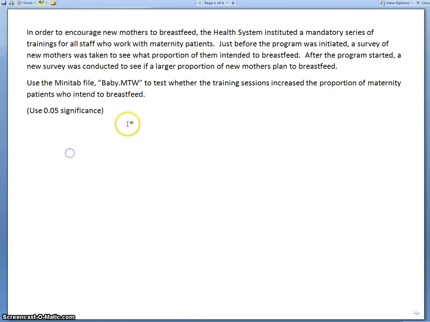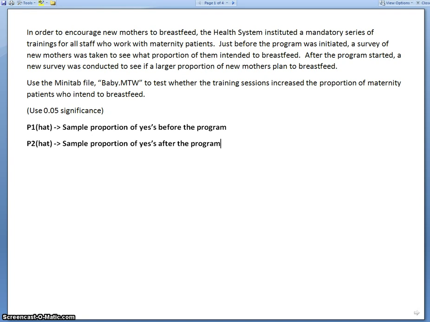So this is going to be P1 hat, the sample proportion of yeses before the program. And then P2 hat, I will call the sample proportion of yeses after the program. And we want to see whether or not this proportion for P2 hat has increased. So let's look at P1.